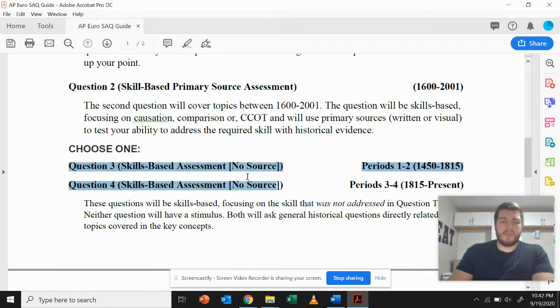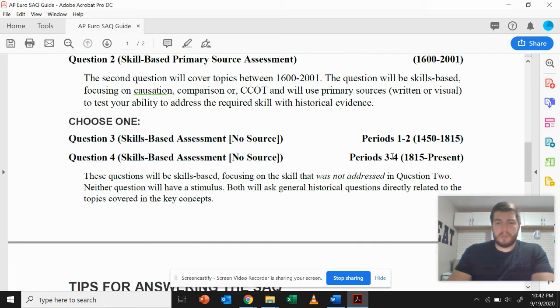And then you get to choose question 3 or 4. There will be no source for question 3 or 4. It'll just be a general historical question that you'll have to respond to. There's never just one right answer. There's multiple things you could write about.